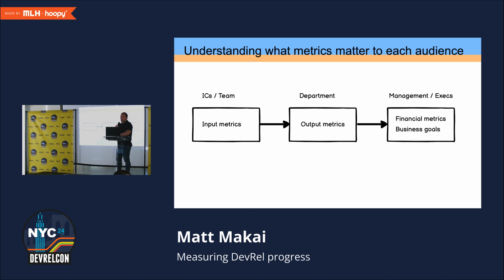But for me, I think about things from input metrics, the things that are truly under your control. I'll give you some examples in a moment here. The output metrics, the things that are indirectly in your control, and then the financial metrics and the business goals. There are different categories of what people are thinking about at any given moment, and you want to make sure that the metrics that you're talking about actually match the mental mindset of the position that you're talking to.